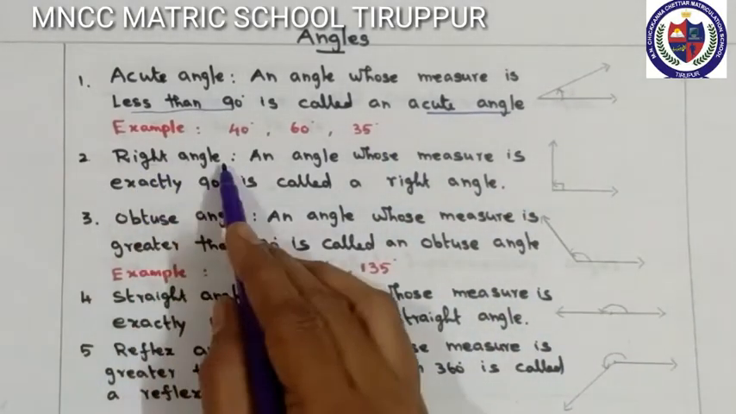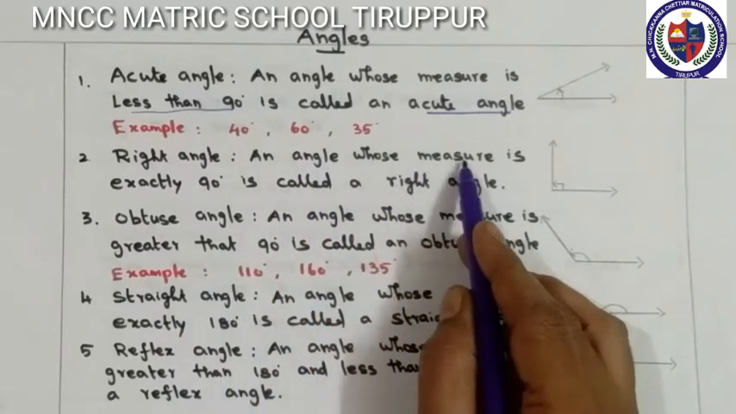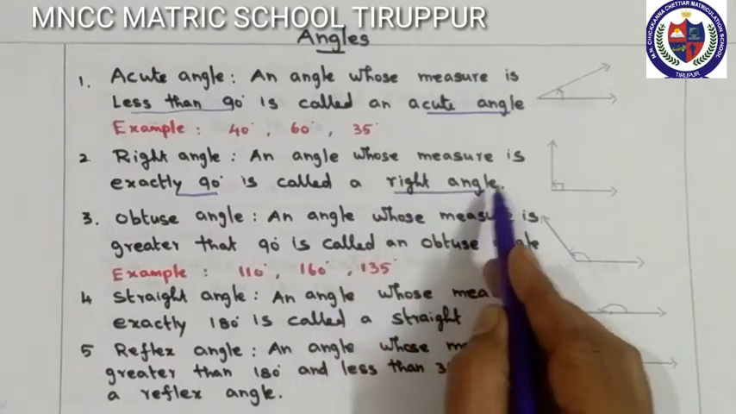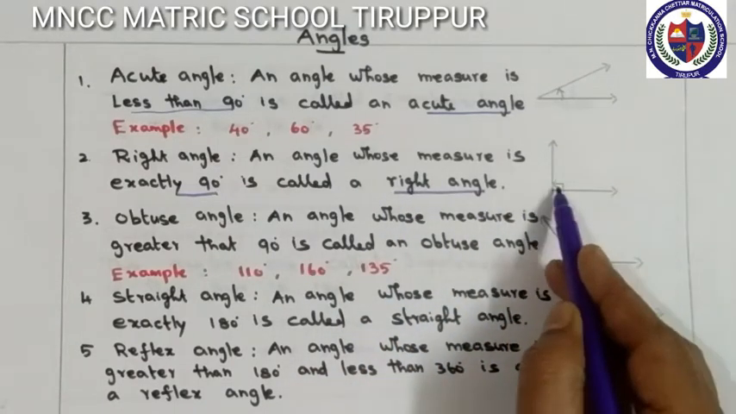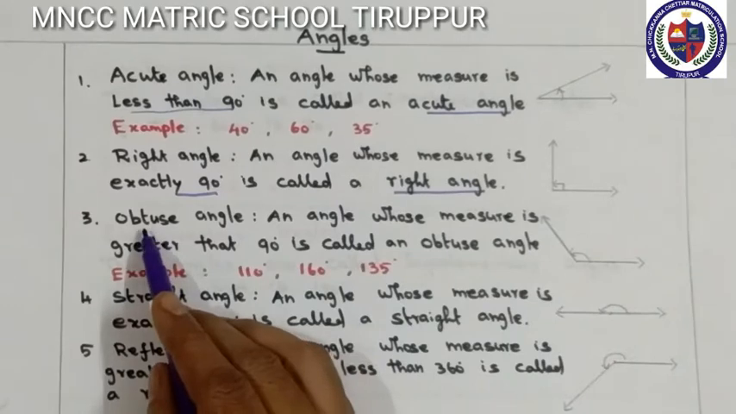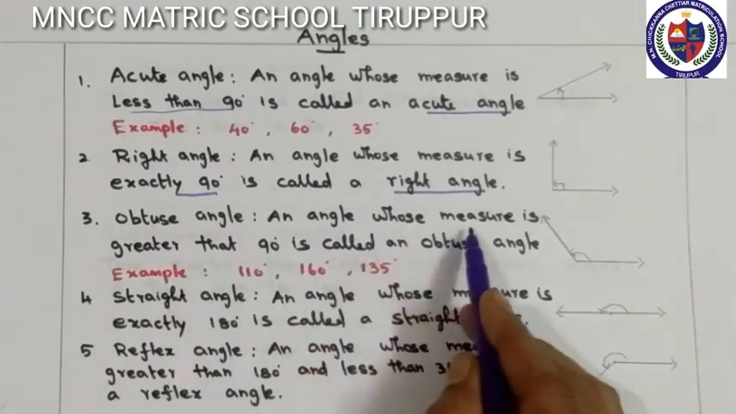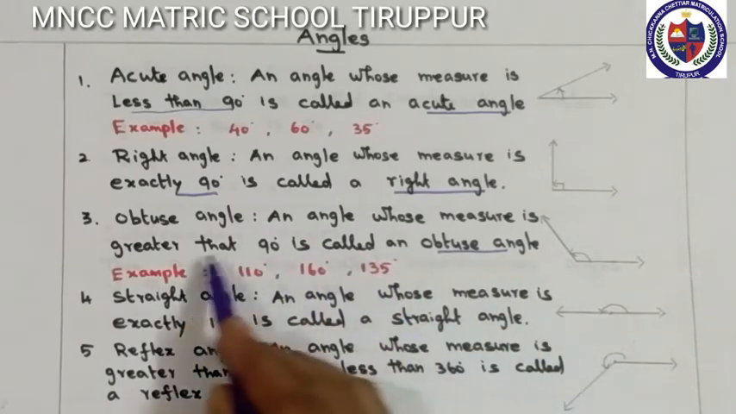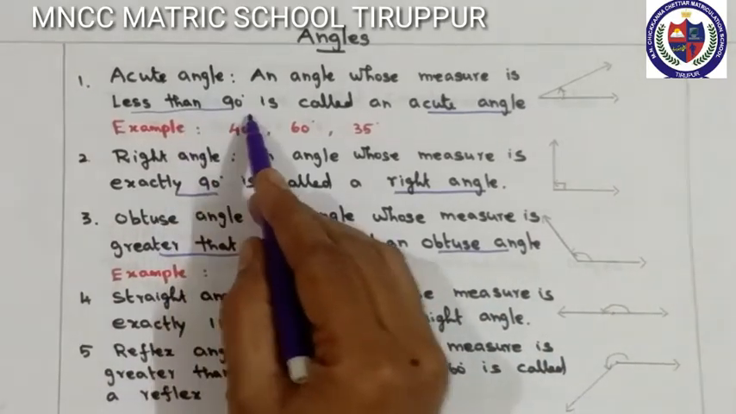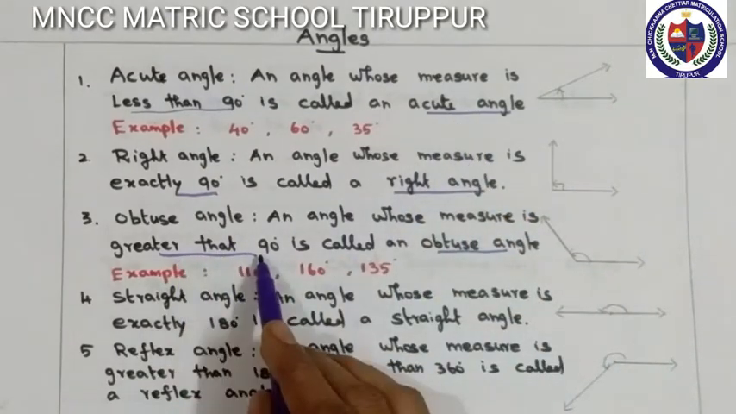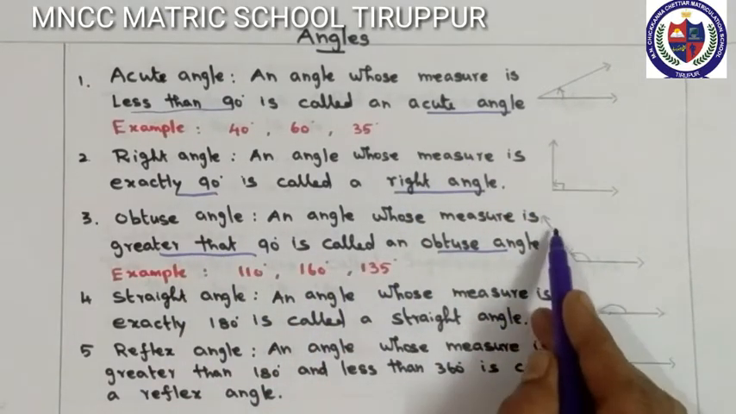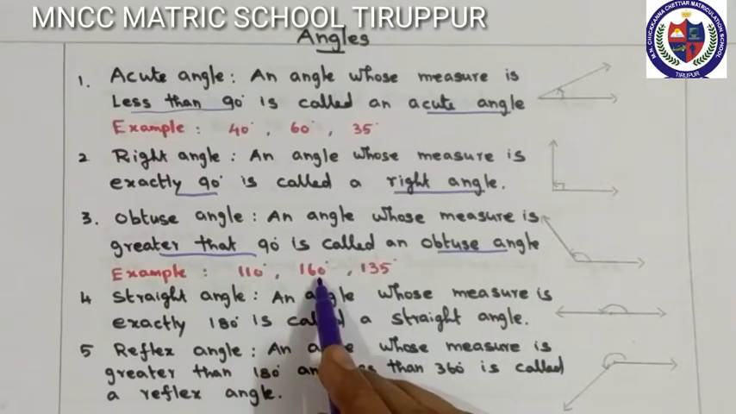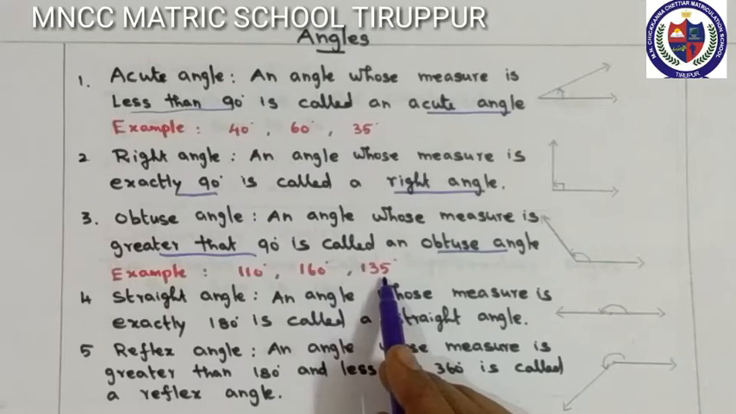Second one, right angle. An angle whose measure is exactly 90 degree is called right angle. Third one, obtuse angle. An angle whose measure is greater than 90 degree is called obtuse angle. Less than 90 degree is acute angle, greater than 90 degree is obtuse angle. Examples: 110 degree, 160 degree, 135 degree.